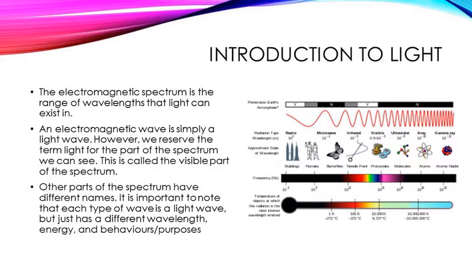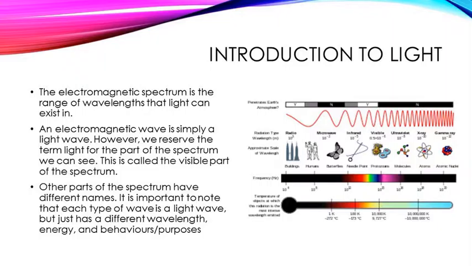The first thing we need to look at is light. So the electromagnetic spectrum is a range of wavelengths that light can exist in. An electromagnetic wave is simply a light wave. However, we reserve the term light for part of the spectrum that we can see. This is called the visible spectrum. Other parts of the spectrum have different names.